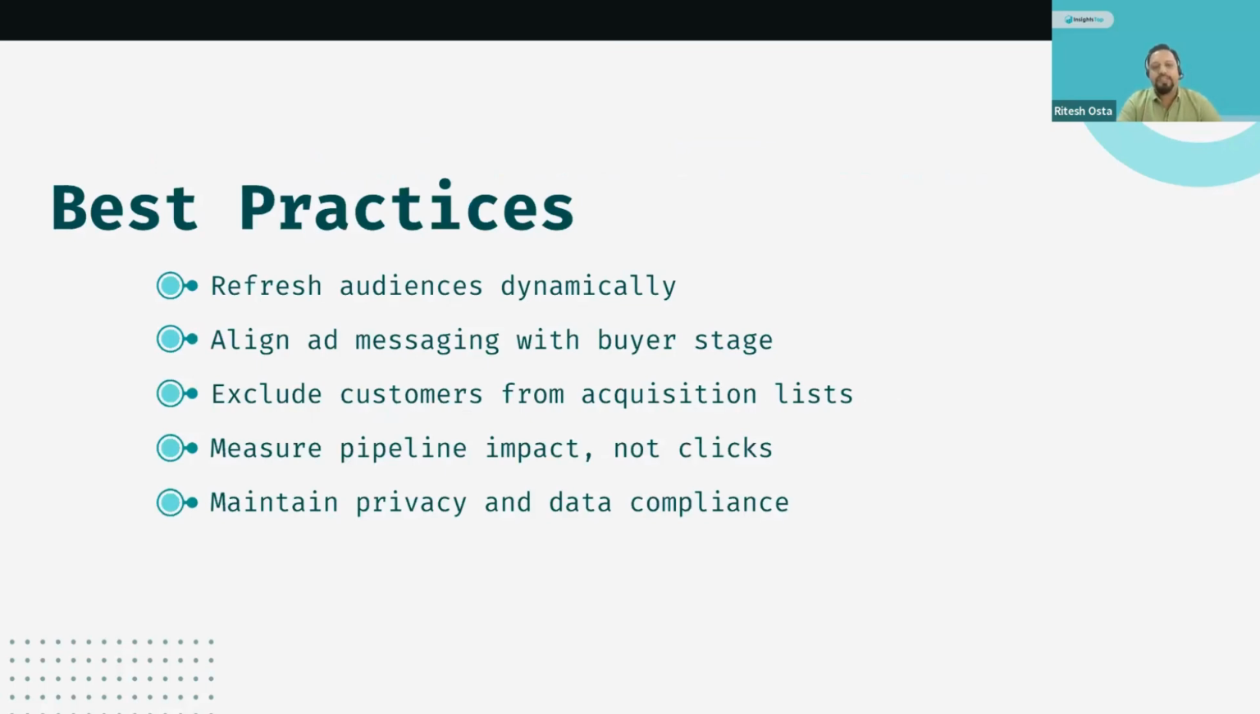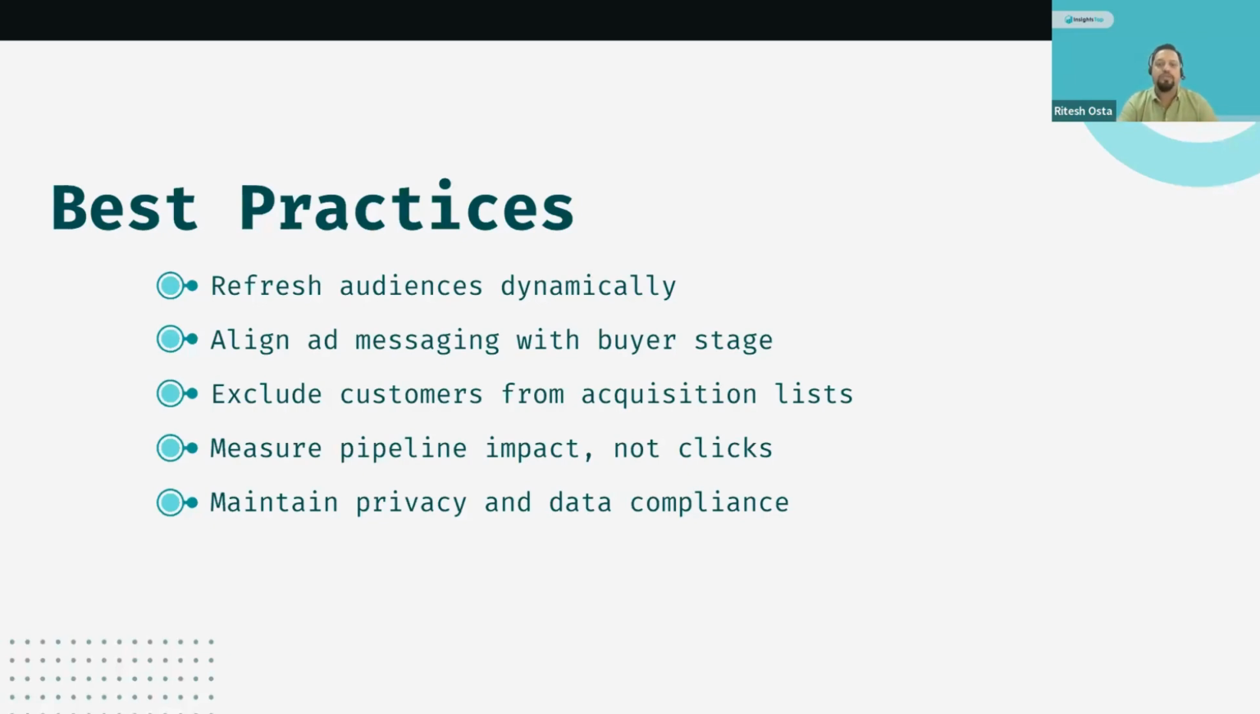So these are some best practices. Refresh audiences dynamically, always refresh them, as much as possible. Initially, you may have to do things manually, but eventually you need to automate as much as possible. Align the ad messaging with the buyer stage and the buyer segment. It's very important. The messaging plays a key role, so your marketing team and the sales team need to work really together.